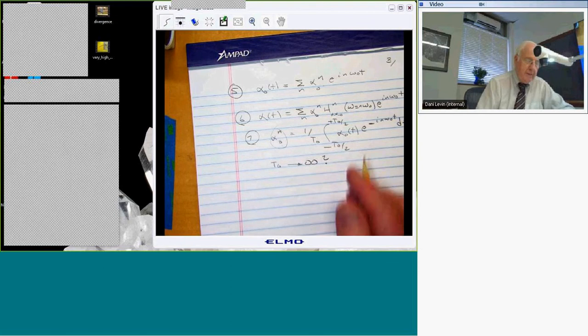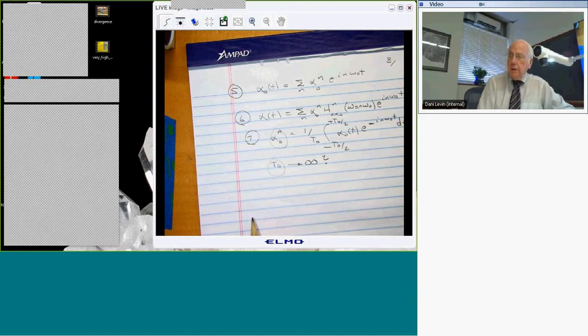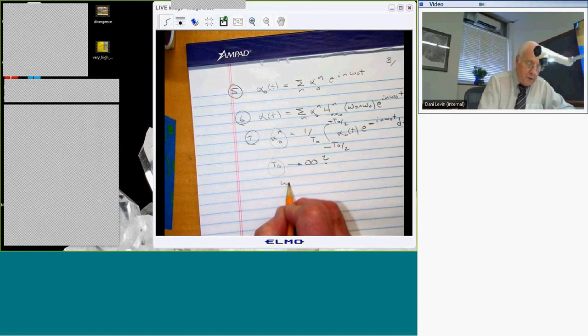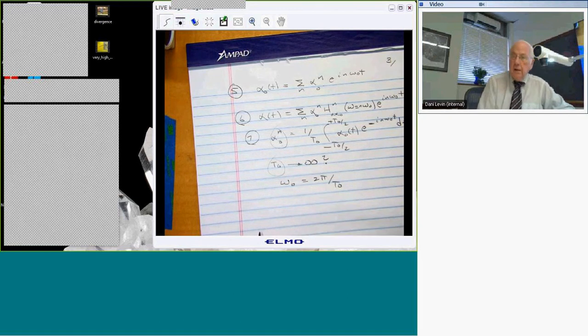Okay. But now let's think not only of this period getting large, but let's also look at the frequency. Remember, it's defined as that. What happens to omega naught as T naught gets large? It goes to 0.